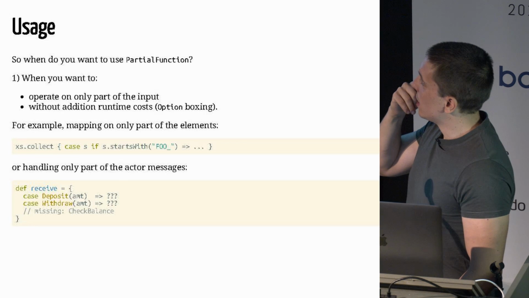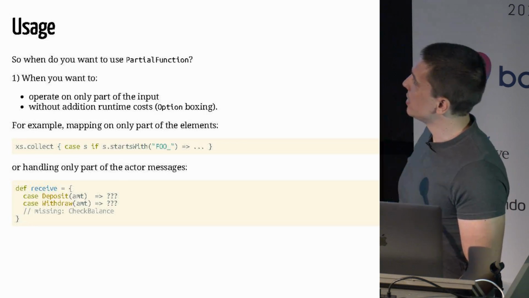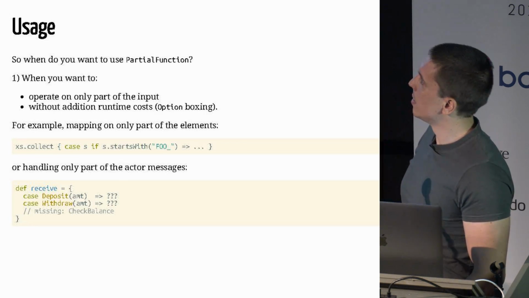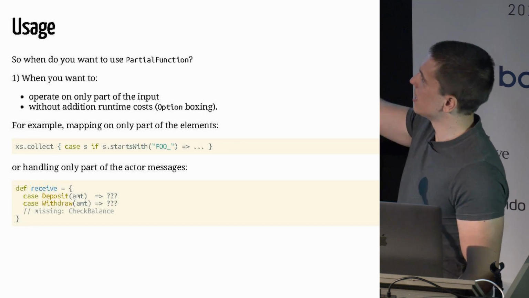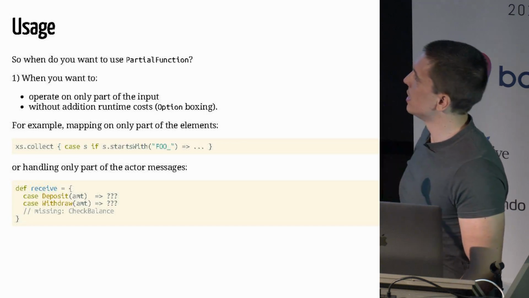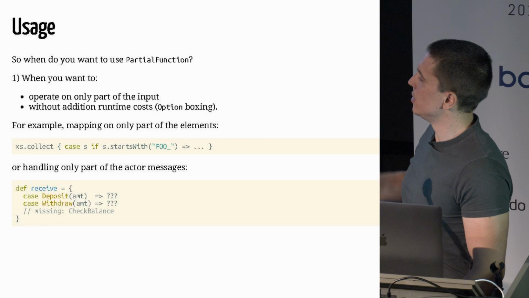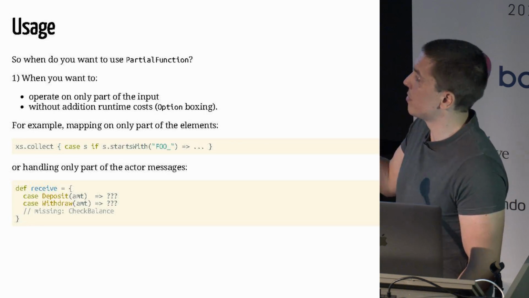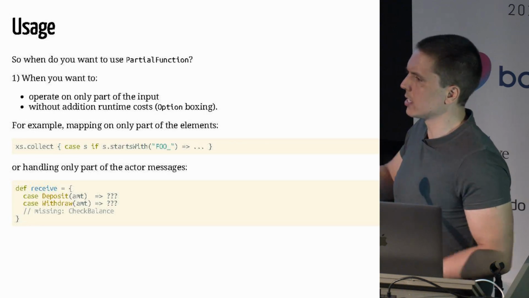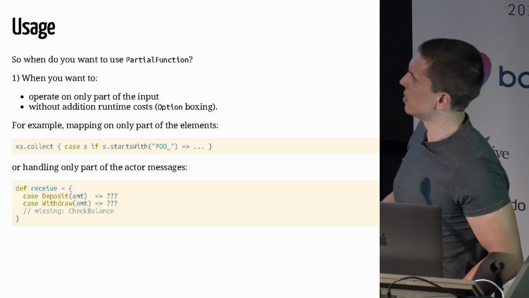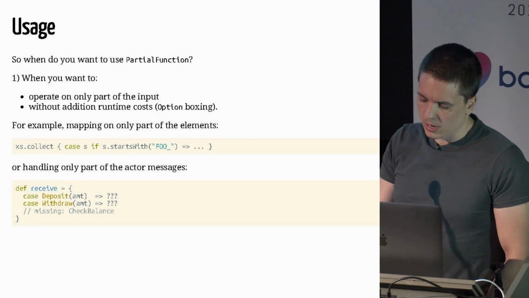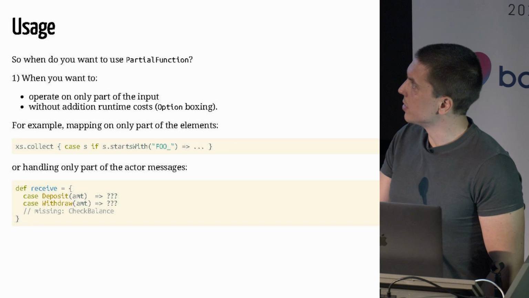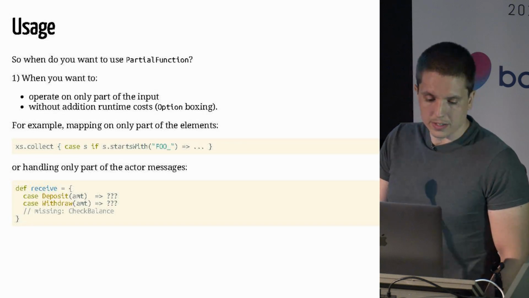There's also Akka's actor receive, where you might only have a part of the input, and you want receive to just handle the fact that it's not going to be defined for everything. It's got to do something else for messages that aren't defined, dead letters or something else.